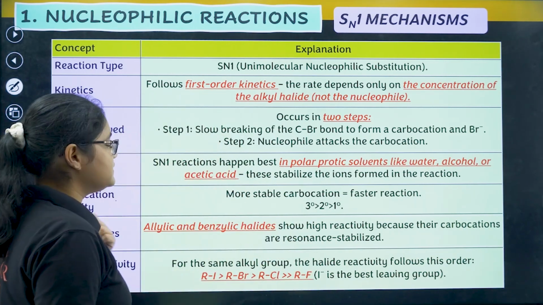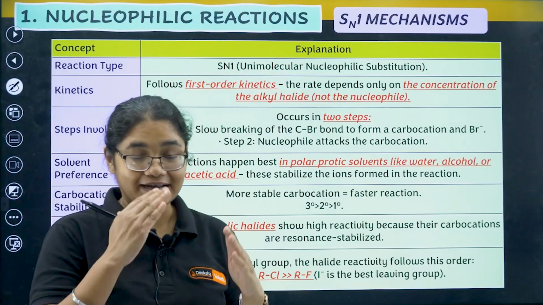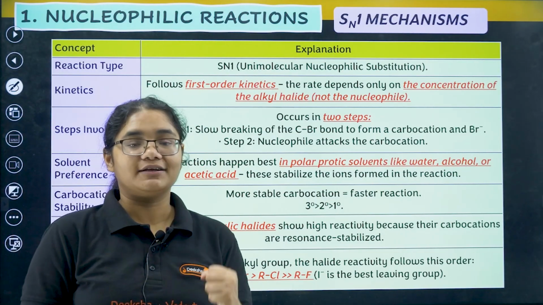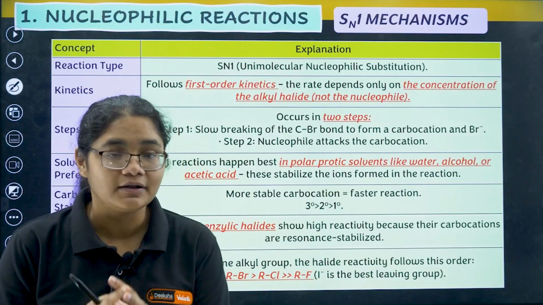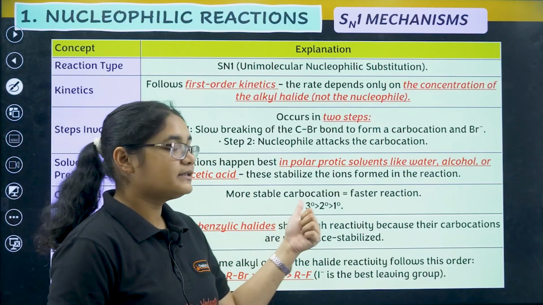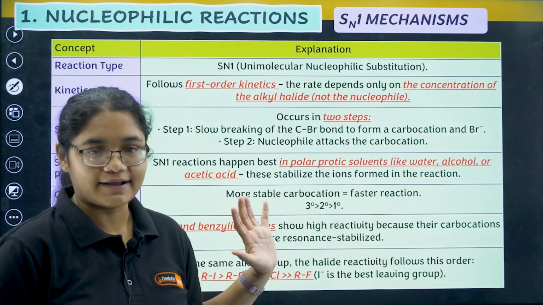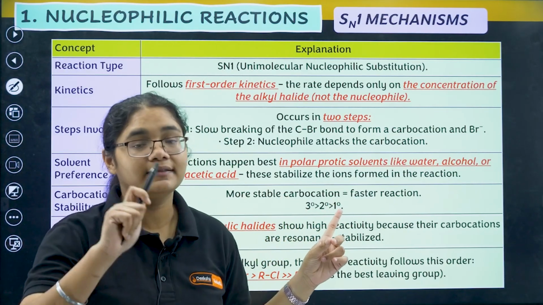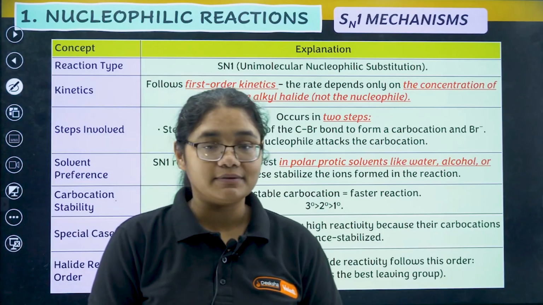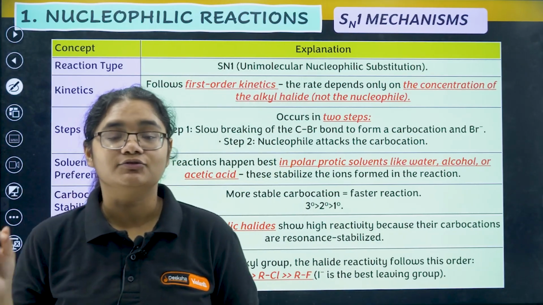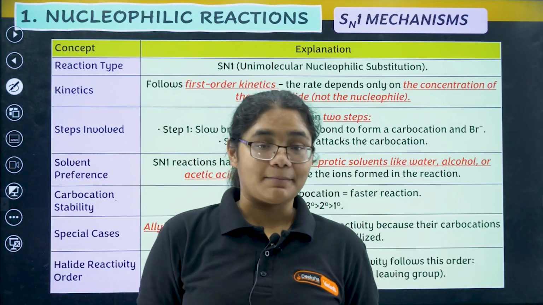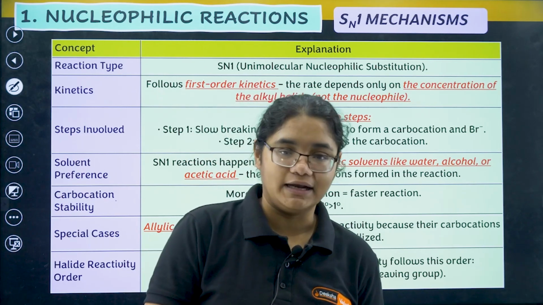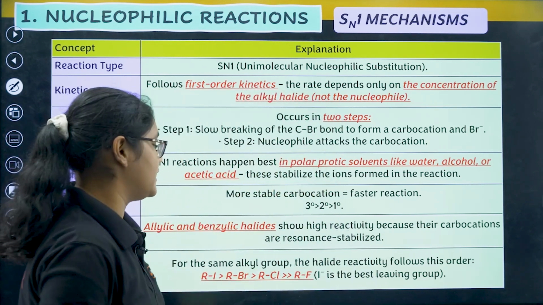Next, carbocation stability. Since a carbocation intermediate is formed in this 2-step reaction, in the first step the carbocation intermediate is formed, so the more stable the carbocation, the faster the reaction. We know that a 3 degree carbocation is more stable than 2 degree, which is more stable than 1 degree. If you don't remember this, it is from class 11th, so if you know, comment down in the comment section why 3 degree is more stable than 2 degree than 1 degree. I'll be answering this in the next class.